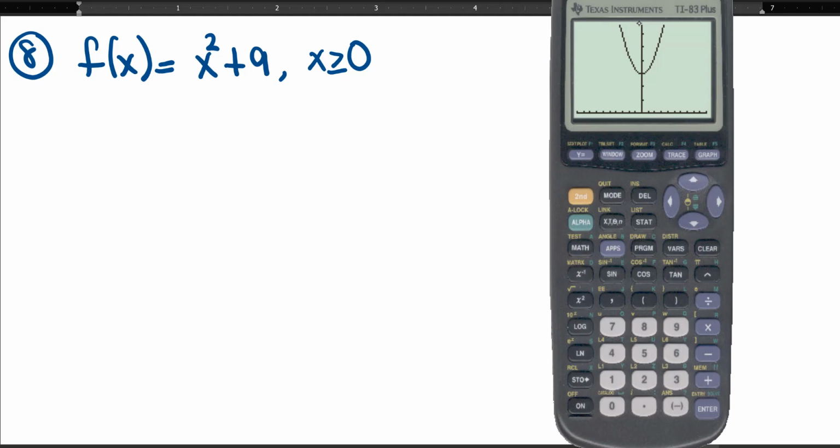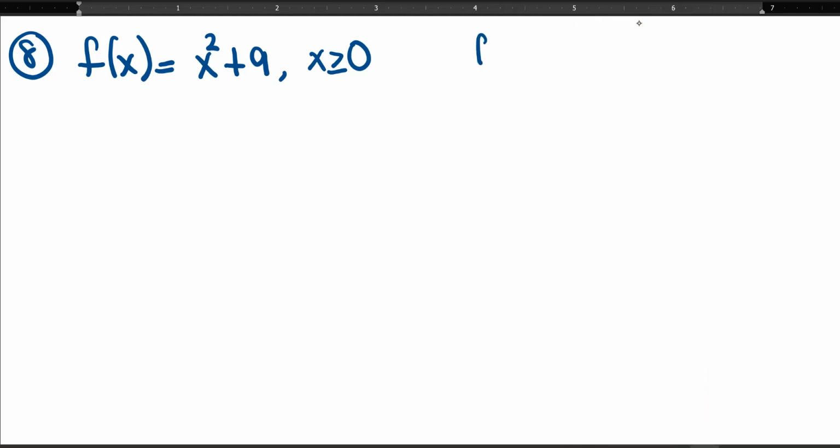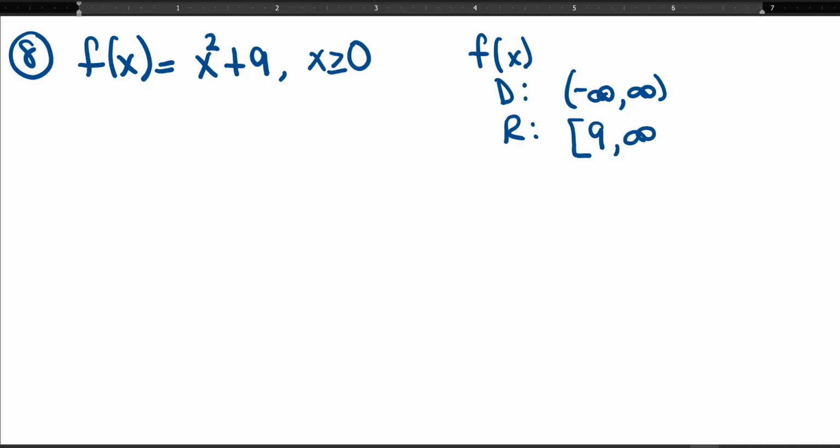So our original function, our domain, is from negative infinity to positive infinity. And then our range is from 9 to positive infinity. And we are using the bracket notation to say that 9 is being included. So that's our original function.